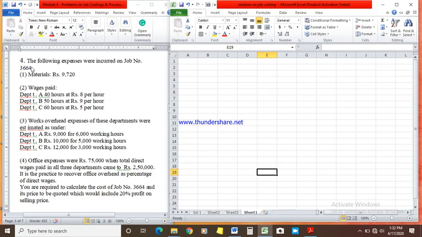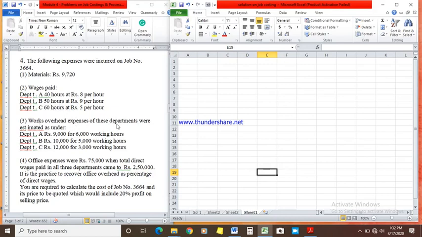The fourth problem. Again, I'll read the problem. The following expenses were incurred on job number 3664: materials 9720, wages paid, there are three departments, A, B and C, 40 hours at rupees 8 per hour, 50 hours at 9 per hour, 60 hours at rupees 5 per hour.